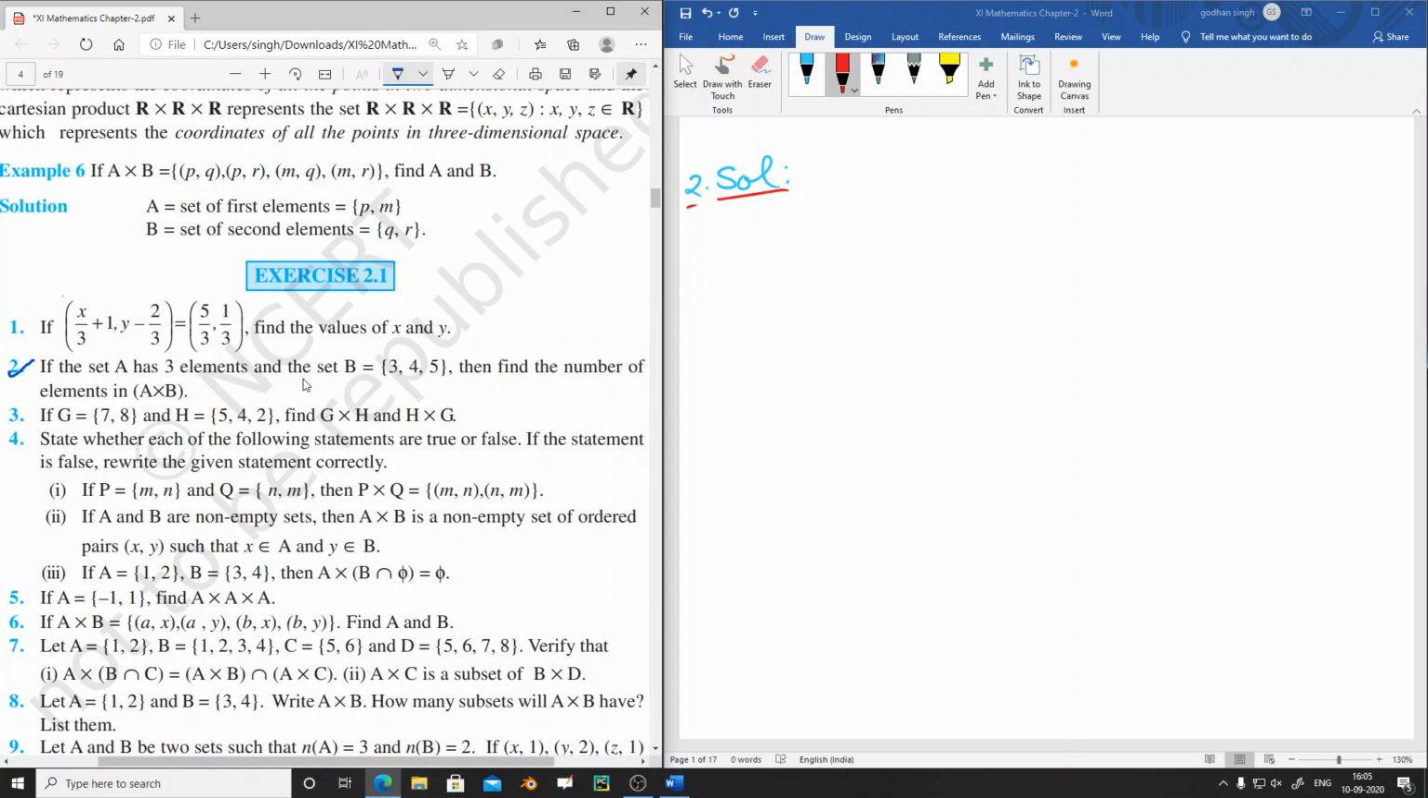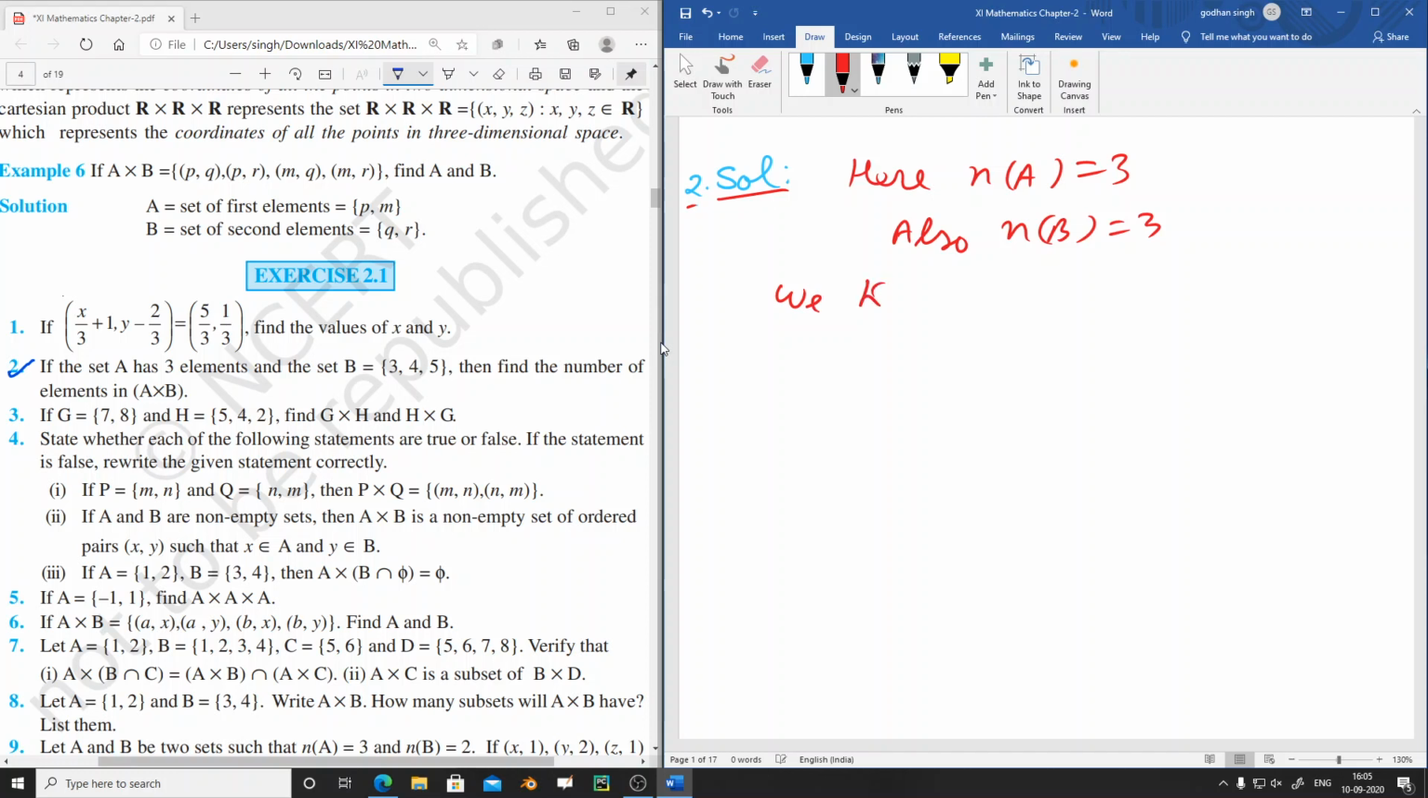If the set A has 3 elements and the set B has, if we count the number of elements, 3 in that, then find the number of elements in A cross B. So we will be solving now question number 2. Here n(A) equal to 3, that is given to us. Also n(B), we count the number of elements in the set B, they are 3. So n(B) will be 3. We know that the formula of n(A×B) is equal to n(A) into n(B).